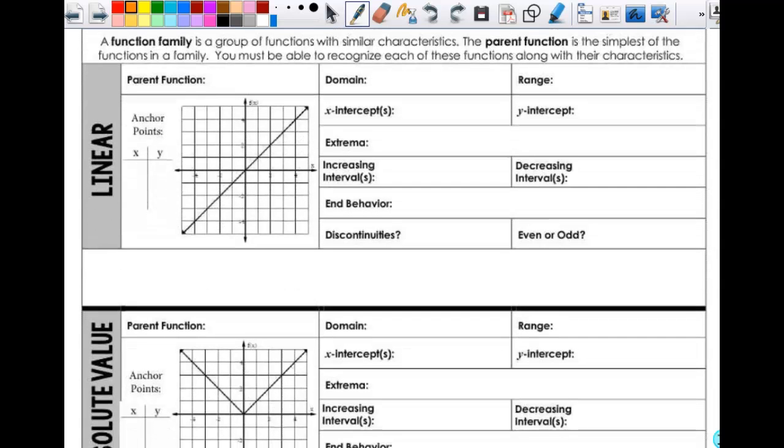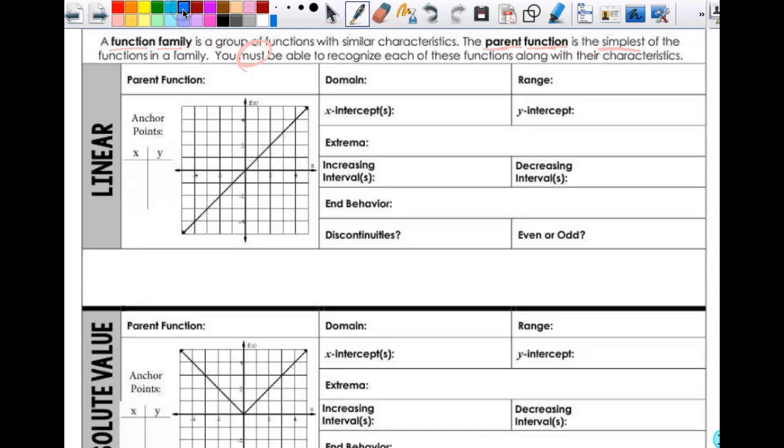So we have what's called function families. A function family is a group of functions with similar characteristics. The parent function is the simplest of the functions in a family. You must be able to recognize each of these functions along with their characteristics, okay? If you can't do this, it's going to affect more than graphing because it really will help you identify some other things, okay? And most of this you should kind of already know, but there might be a few things where I'm kind of throwing in some extra stuff, okay?